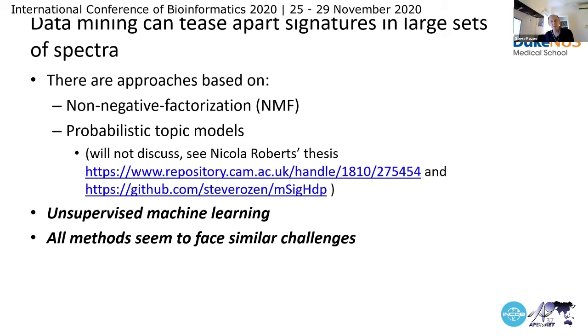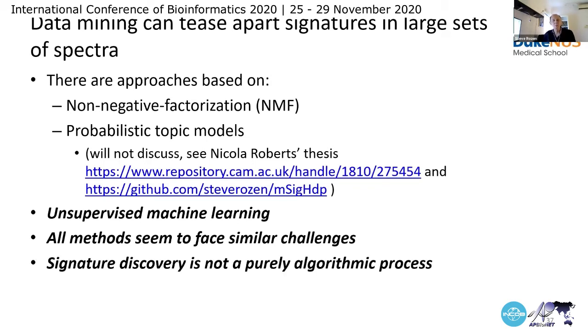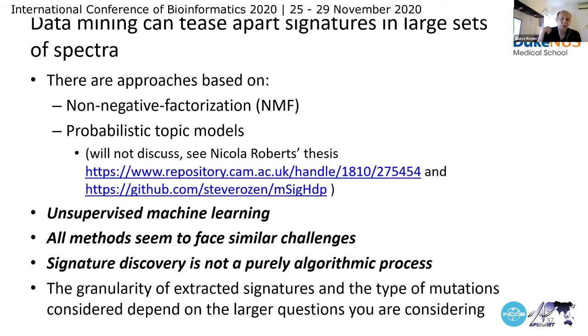As we've experimented with different methods, we find that they all seem to face similar challenges. And it's also important to note, and I'll emphasize this several times, signature discovery or extraction is not a purely algorithmic process. You really have to think about it and consider the results of the algorithm in the light of all available evidence. And part of the reason is that the granularity of extracted signatures and the type of mutations considered depend on the larger questions that you as a biologist might be considering.